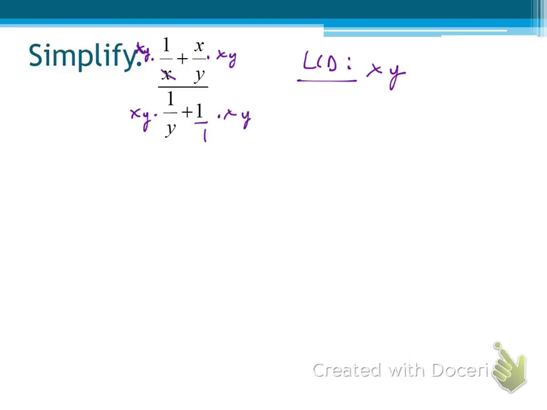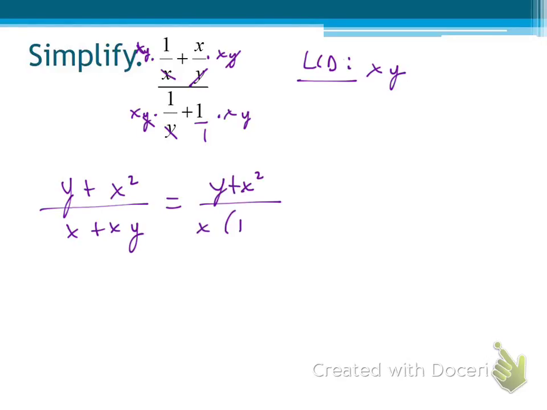Divide out your common factors there, so we get y plus, divide out there, x squared: x times x is x squared. Divide out the y's here, and we get x. And then here we can't divide out anything, so we get xy times 1, which is xy.